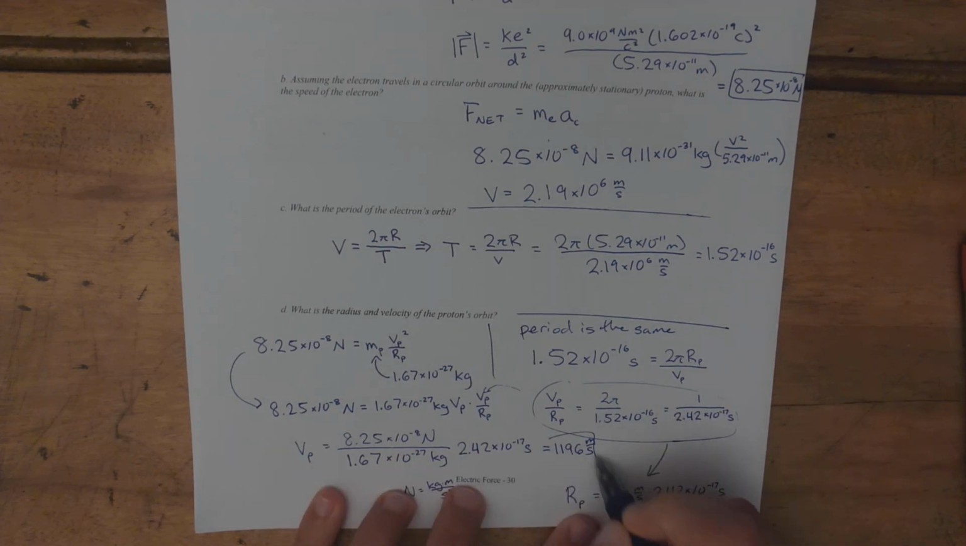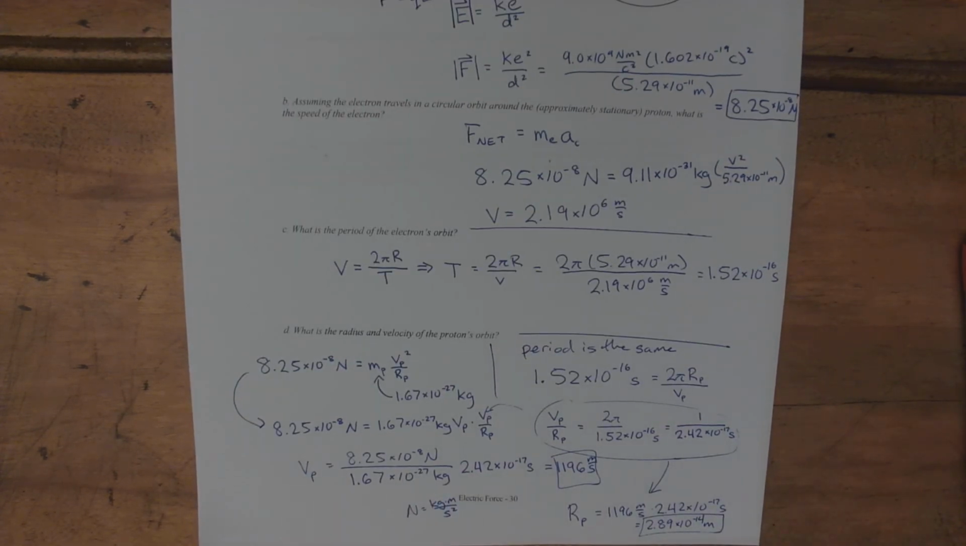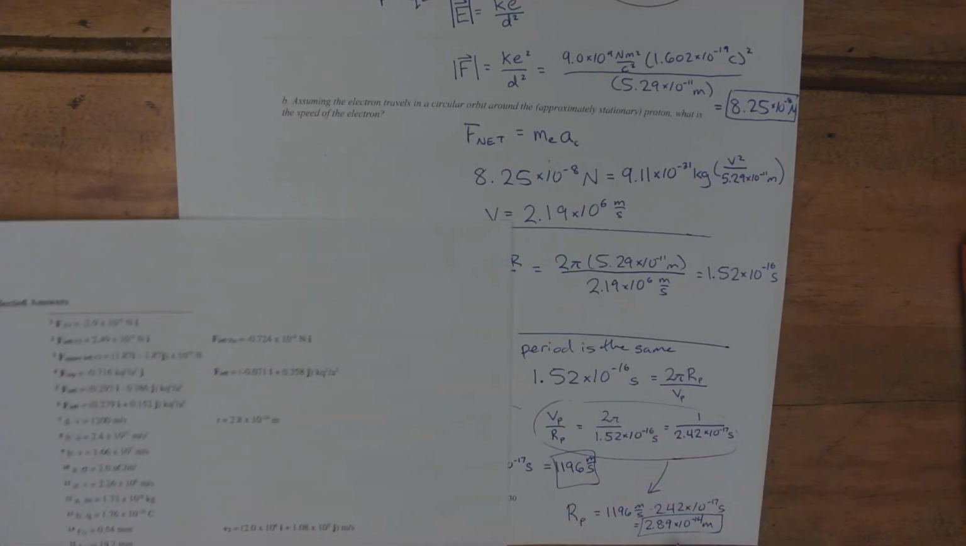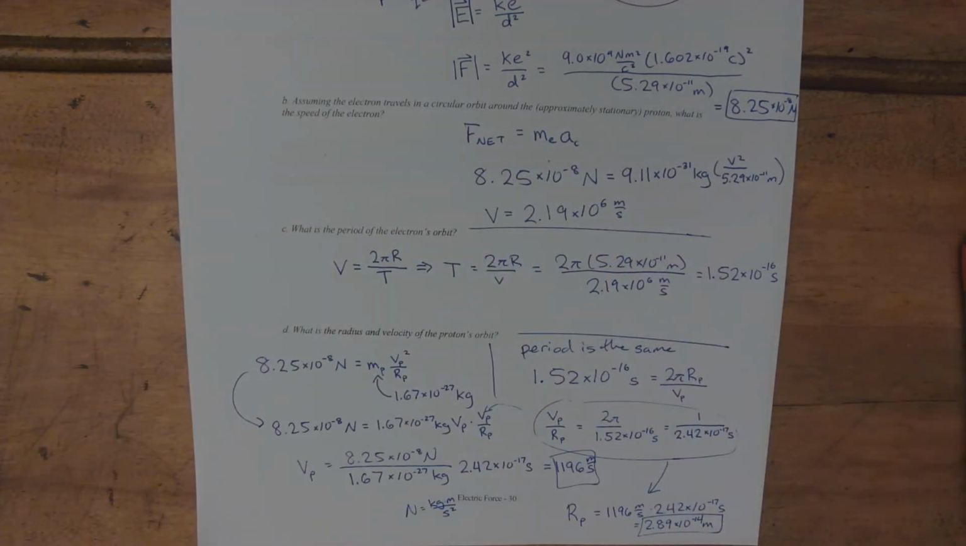This is an answer, and this is an answer. If we check in the back of the book, they say the radius is 2.8 times 10 to the negative 14th meters, so that looks good. Okay, so that's problem 30. We had to use a little bit of Physics 161, and that's what we get. And you might have to use some of Physics 161 in the homework, but whatever you have to use from Physics 161 in the homework, you should see it in lecture first.